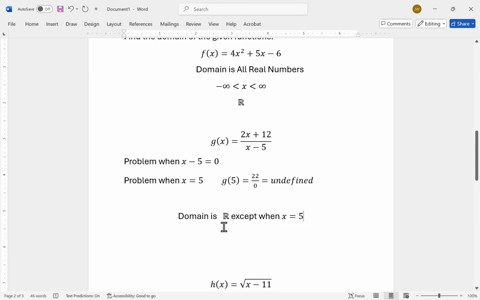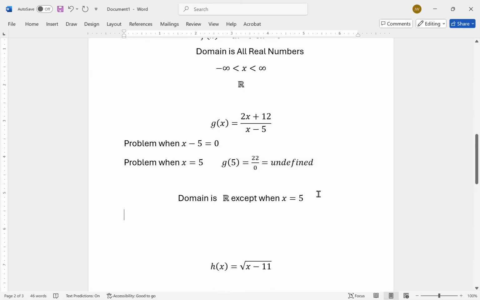Here, obviously, I use the symbol for all real numbers. You can write out the words all real numbers if you want. But that's it. That's the whole thing. Now, that's the only problem because that's the only spot in which we're dividing by 0. It's pretty clear to see we've solved this equation. And so therefore, that's the only spot where our denominator is 0.